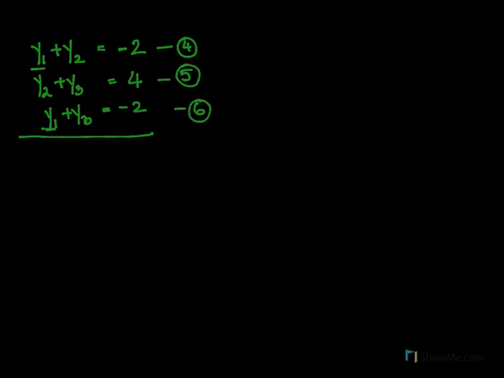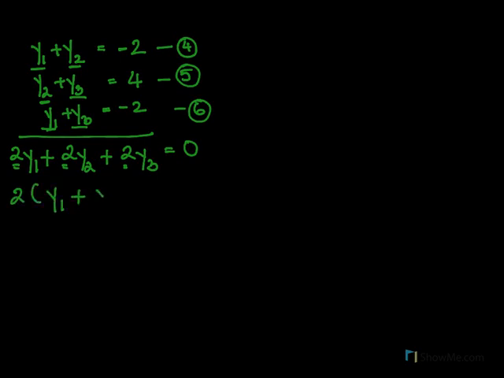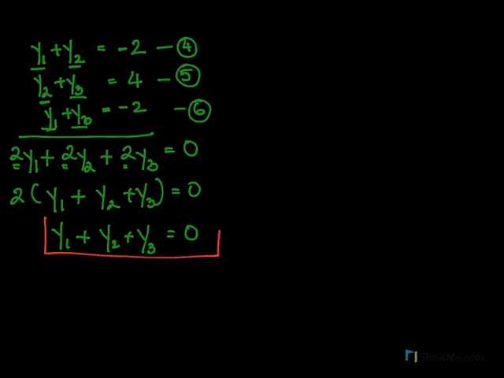So this was equation 4, 5, and 6, and we do the same thing. y1, y1, 2y1, y2, and y2, 2y2, y3, y3, 2y3. And here it comes 0. I take 2 common out. You know how it comes 0. 4 minus 2 will be 0. So 2 common out, y1 plus y2 plus y3 equal to 0. So we have y1 plus y2 plus y3 equal to 0. This will be our next equation.